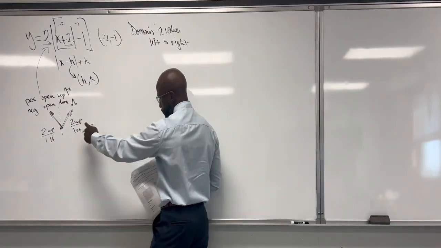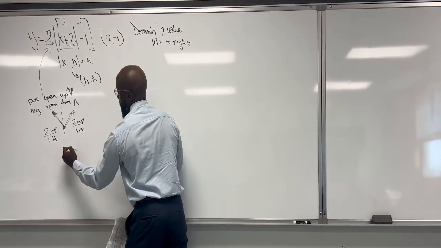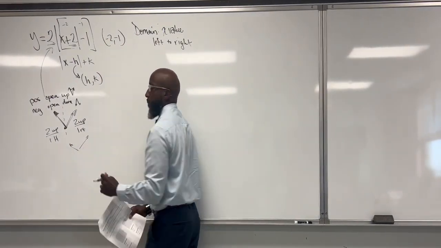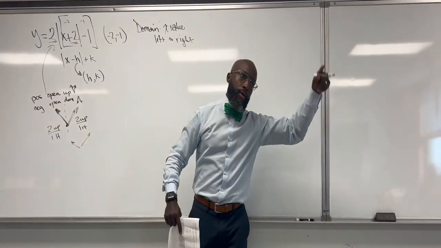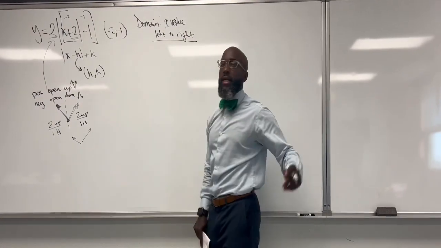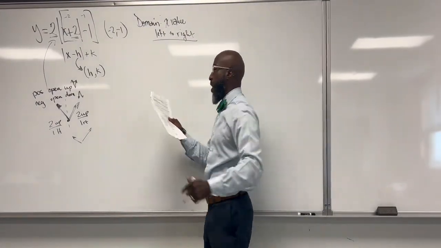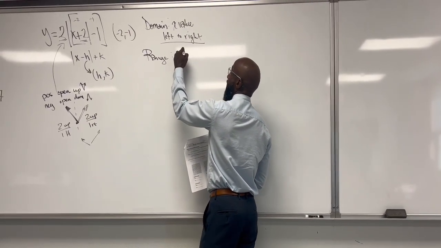With absolute value functions, whenever you see an arrow at the end of something, that means it keeps going on and on and on. So that's what happens when we're looking at our domain, the left and right move of the graph. For your range, that is your y values.